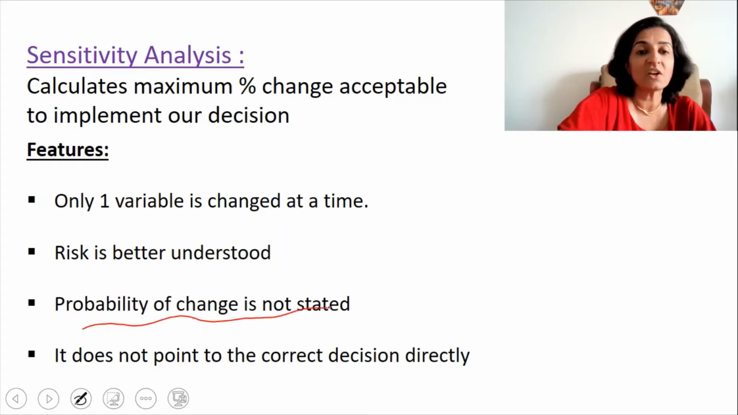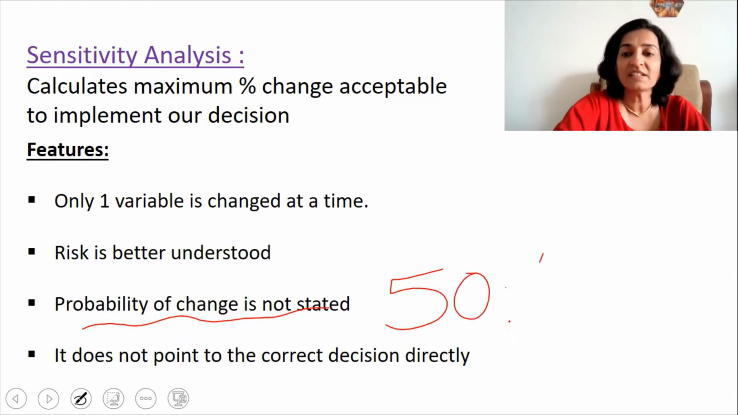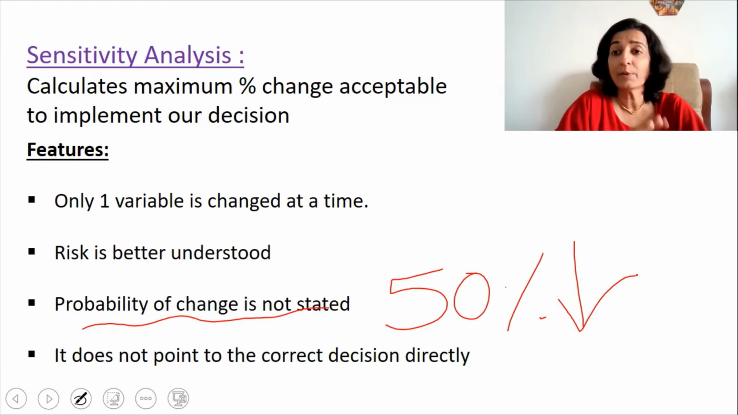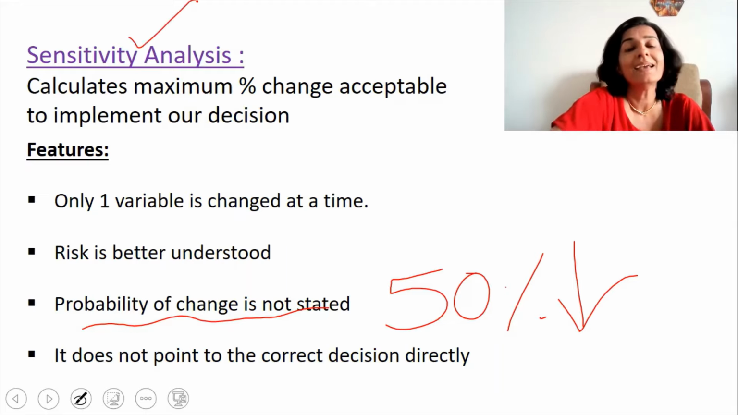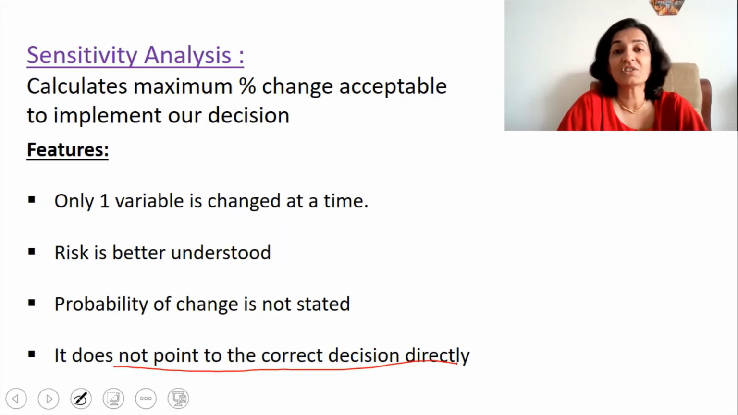Probability of change is not stated. What do you mean by probability of change? Though we know that when the sales drop by 50%, the profits will be zero, we don't know the chances of its occurrence or the probability that the sales will fluctuate by 50%. That is not known. We just know that if the sales fluctuate by 50%, we will end up with a profit of zero. The probability is not found out in sensitivity analysis, and it does not point to the correct decision directly.